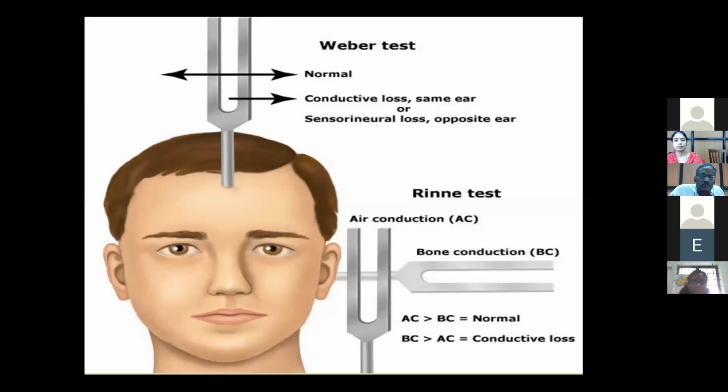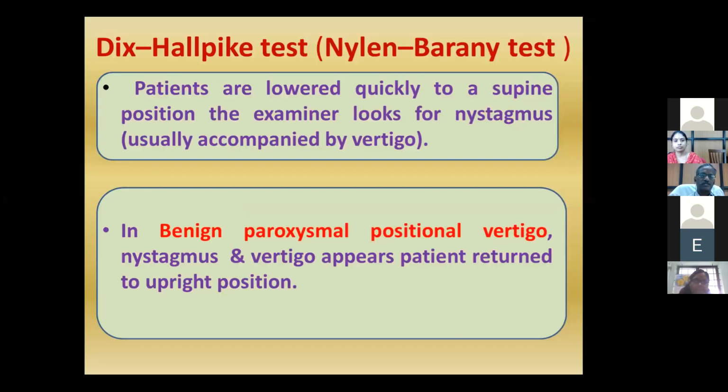Here is another test where the patient is put in the supine position and then suddenly made to sit up. If the patient has vertigo, sometimes it is normal. But if the patient has vertigo plus nystagmus, that indicates benign paroxysmal vertigo.